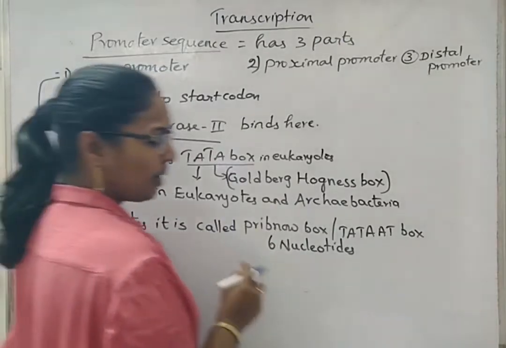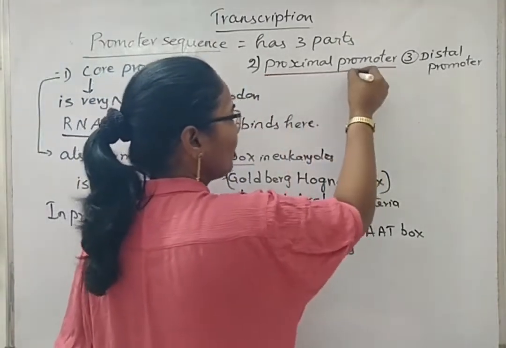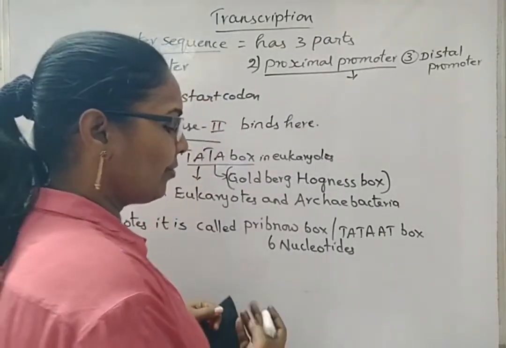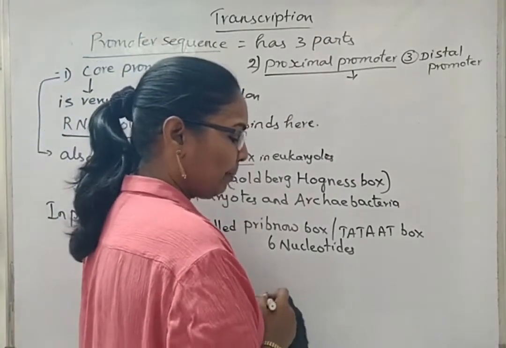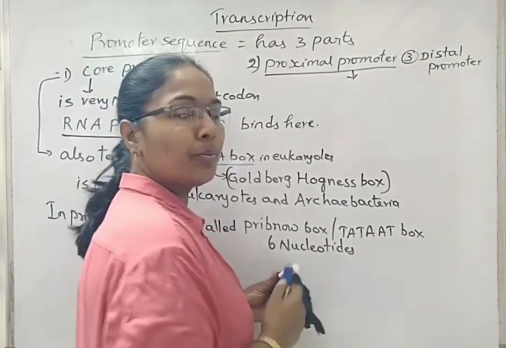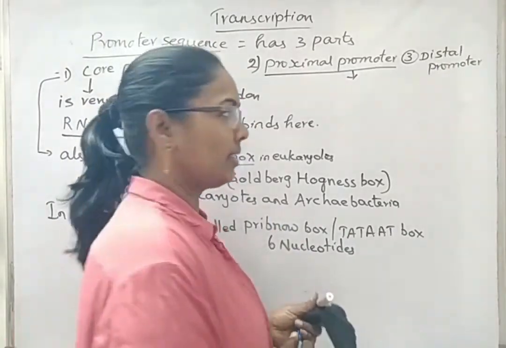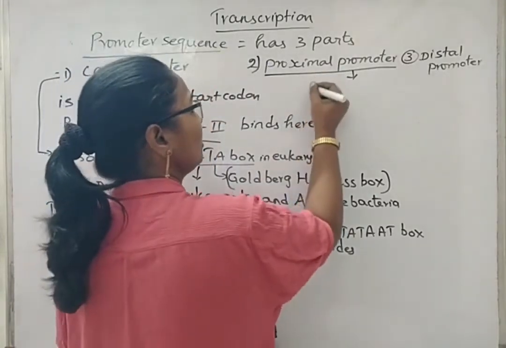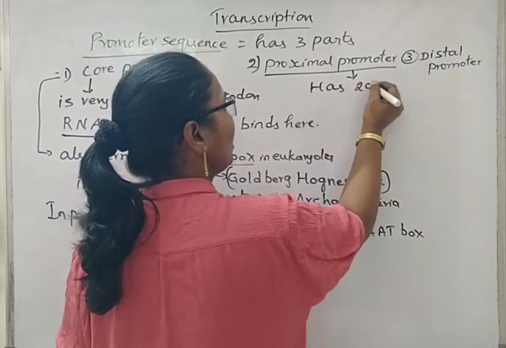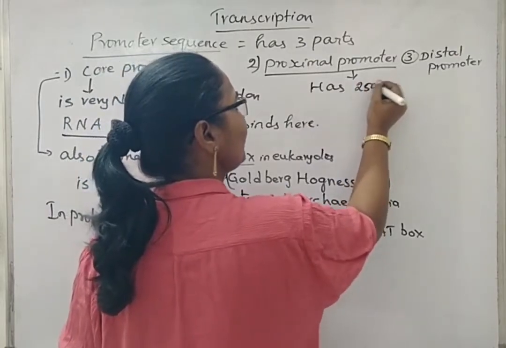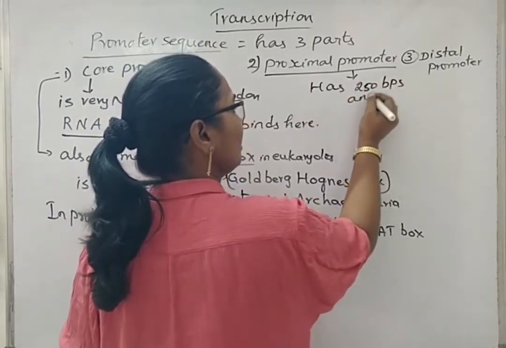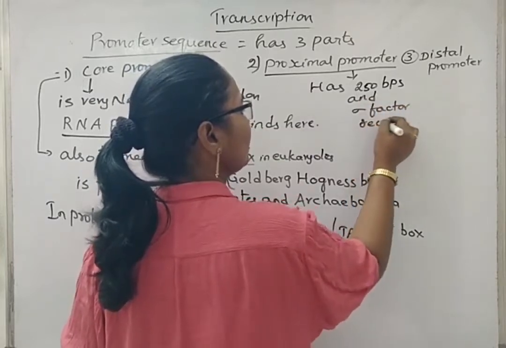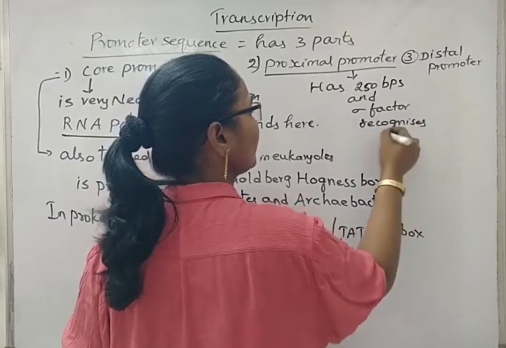Then what about the proximal promoter? The proximal promoter has 250 base pairs, and this area is majorly responsible for attachment of the sigma factor. It has 250 base pairs and the sigma factor recognizes the site.